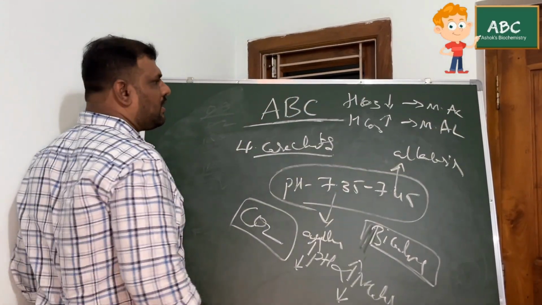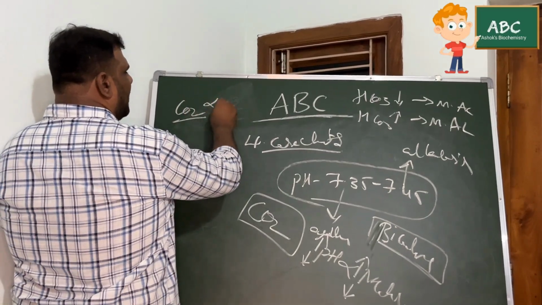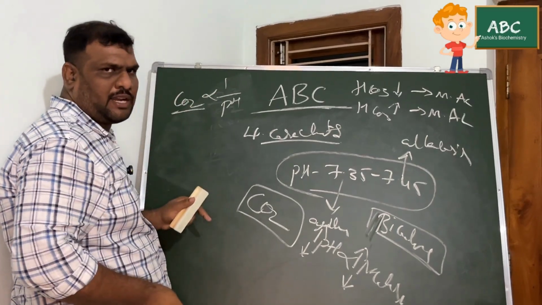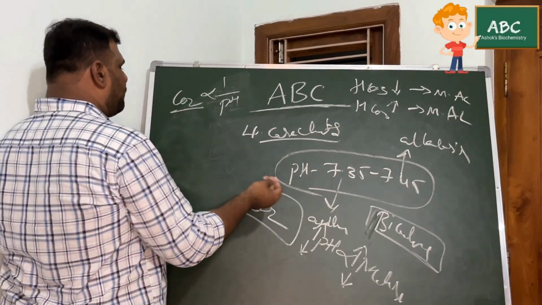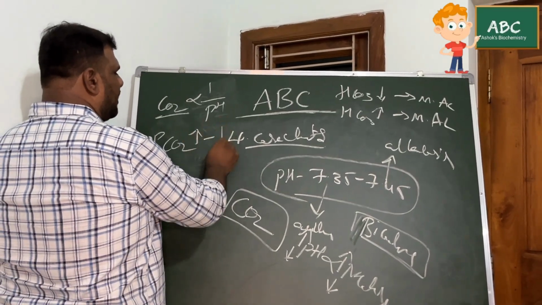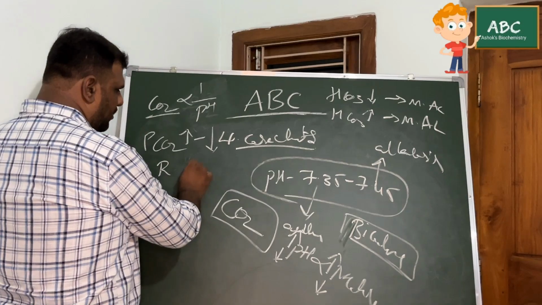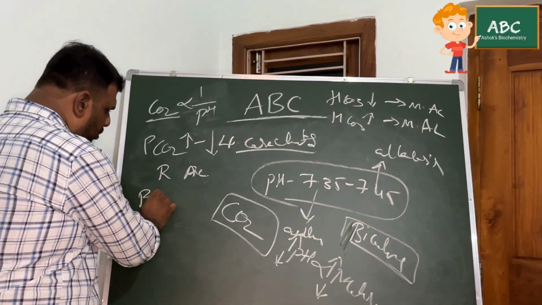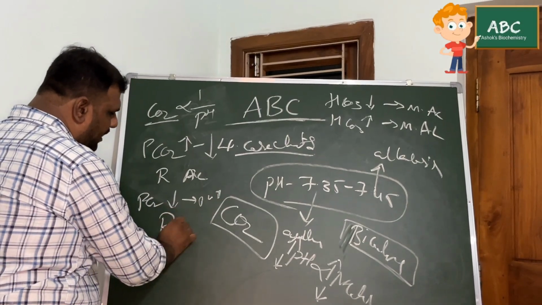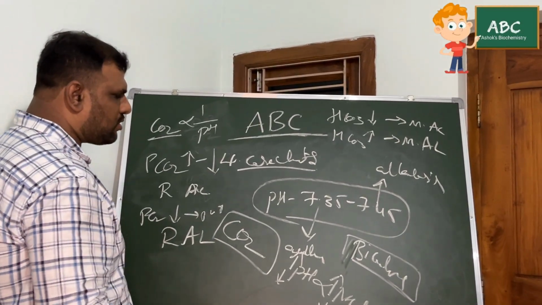It's a very simple phenomenon. Same thing with your carbon dioxide too. Carbon dioxide is inversely proportional to your pH. However you want, you can write pH is inversely proportional to carbon dioxide. So how will it work? Simple. If your partial pressure of carbon dioxide increases, your pH will decrease: respiratory acidosis. If your PCO2 decreases, your pH will increase. That means respiratory alkalosis. It's the easiest phenomenon. Just go through this.